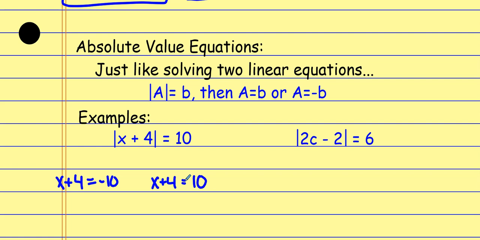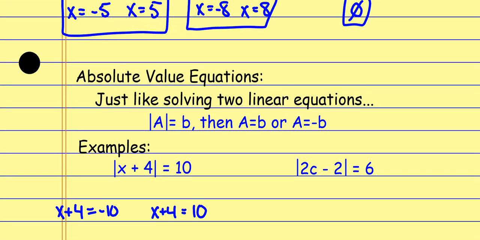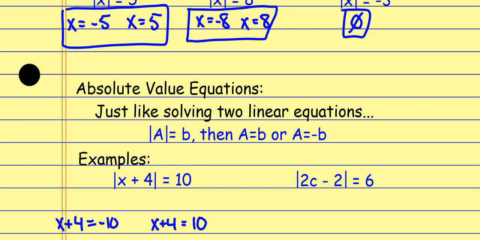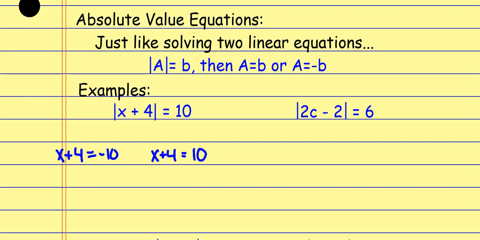I approach it the same way that I did these guys up here, but instead of just having an x inside there, I have an x plus 4. And all we're saying here is that, hey, that absolute value equals a 10, which means the thing in the absolute value is either a 10 or a negative 10. It's one of those things. And now I solve each. So I always do the positive version and the negative version, and now I solve these two equations.